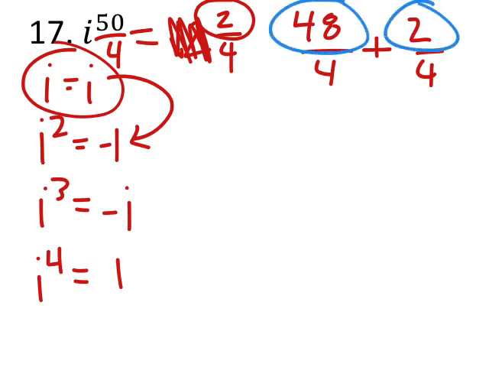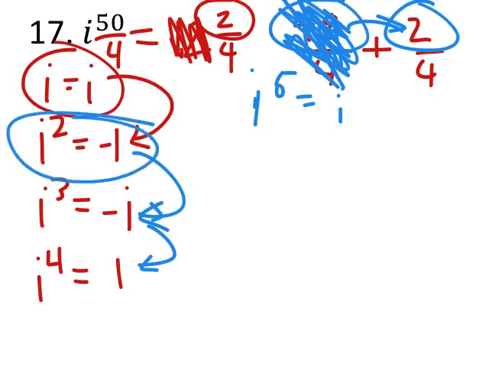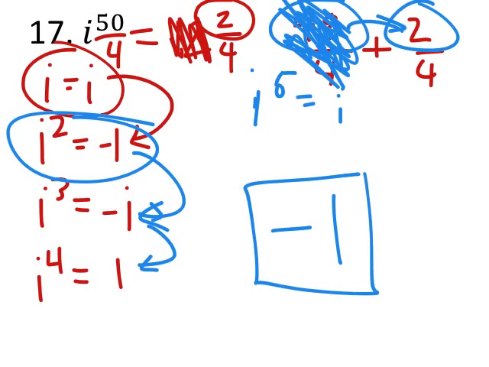Well, 48 goes into 4 evenly, so we don't need to worry about that, okay? This pattern is going to repeat, and once we get to i to the 5th, then it's just i again, okay? So this pattern repeats every 4 terms, which is why we can cancel that out. We'll just look to the second part, which in this case is -1. So the final answer to this is -1.